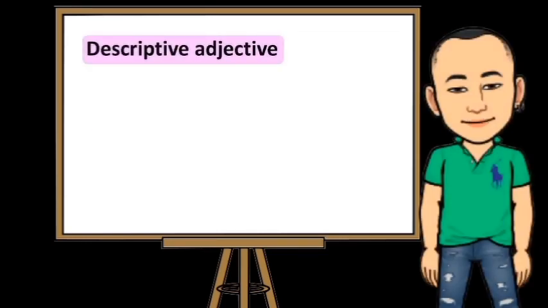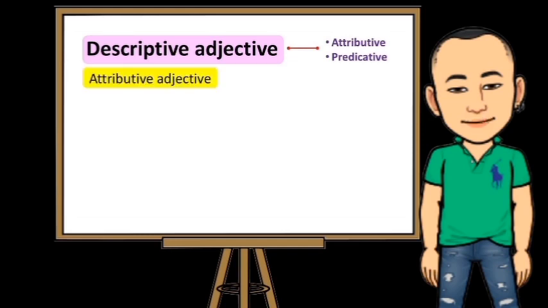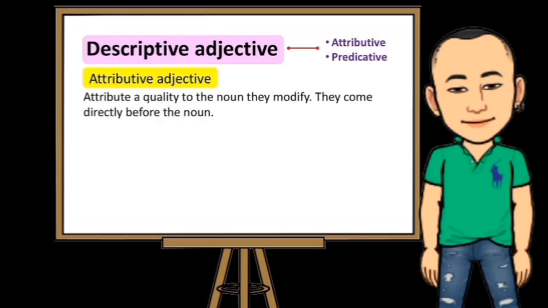Descriptive adjective. We can split this into attributive or predicative adjectives. Attributive adjectives attribute a quality to the noun they modify. They come directly before the noun. For example, that is a beautiful house.